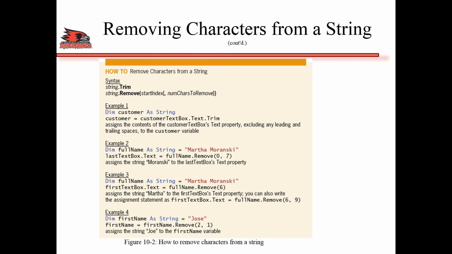In the last example, you have a first name, Jose, and you want to get rid of the S. So you start with the index of that S, which is 2 because it's the third character, and you say comma 1, meaning only delete that character. So you go from Jose to Joe.